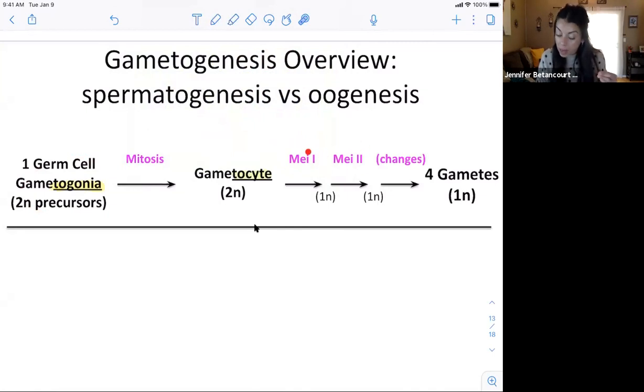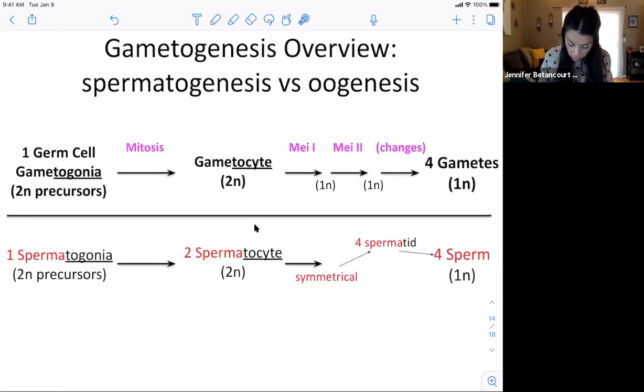Meiosis 1, remember at the end of meiosis 1, those cells are now haploid, but they're still pairs of sisters. Meiosis 2 happens, and so now the sisters are pulled apart. It's still haploid. And then sometimes you need more changes, more differentiation, maturation needs to happen, and the end products are called gametes. These are 1N.